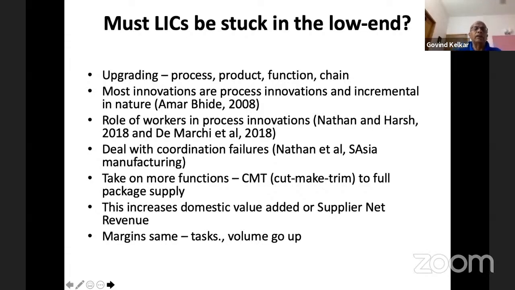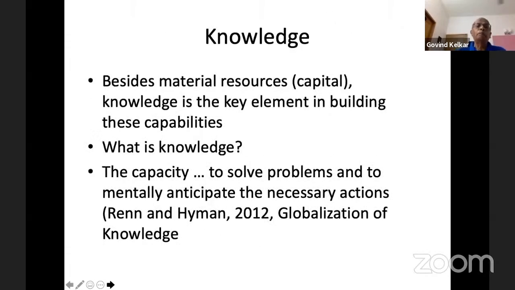And therefore, the supplier revenues may go up and the tasks may go up, but the volume goes up overall. So there can be a process of upgrading within a global value chain. But what is the essential element in this upgrading? It is knowledge. Knowledge is what allows you to take on new tasks. You need capital, sure, but you can always get capital on the market. But what you need is knowledge. And that is the key element in building these capabilities.